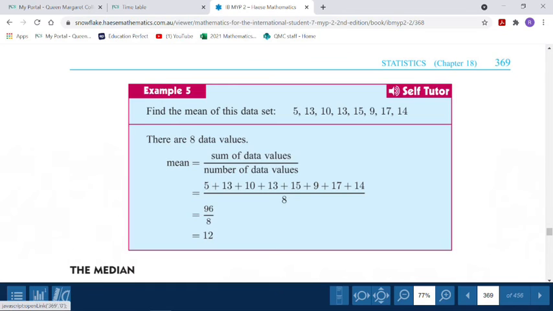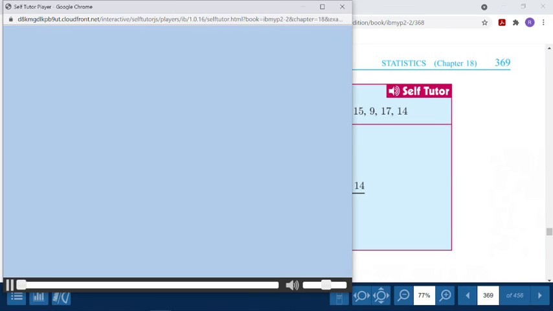I'm also going to remind you something. We haven't used this in class, but have any of you used this self-tutor? If you're on one of these, there's an example where it says self-tutor and you click on it, it'll bring up a video that'll work through the problem. So if you ever want to do that, they're there for you.